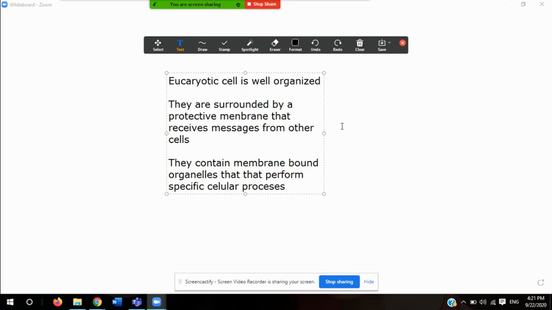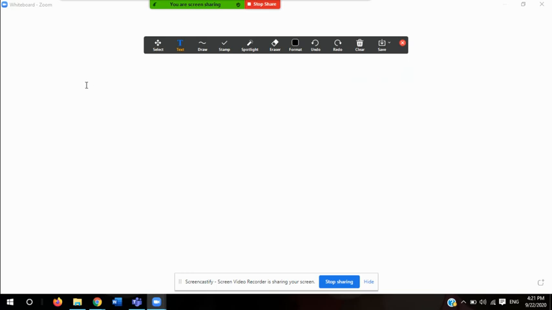They're surrounded by a protective membrane that helps it maintain communication with the outside of the cell, and they also have membrane bound organelles that help them perform certain cellular processes. So we're going to talk about some of those organelles and structures in the cell. And the first thing we're going to talk about is the cytoskeleton.